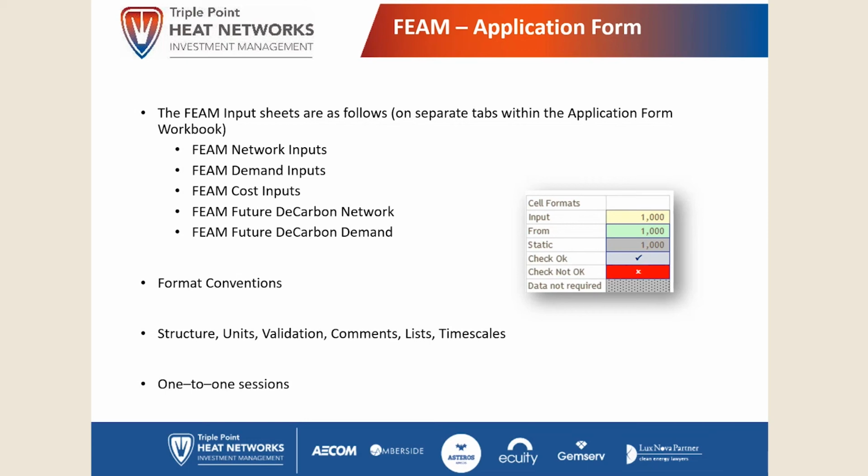And then there is one particular cell on the FEAM network input sheet, which I might just show you. Am I able to share my screen, Sam, just quickly? Yeah, sure. Okay, so this is the FEAM network input sheet. You can see the yellow tabs across the bottom. Is that big enough for people? Can you see that, Sam?